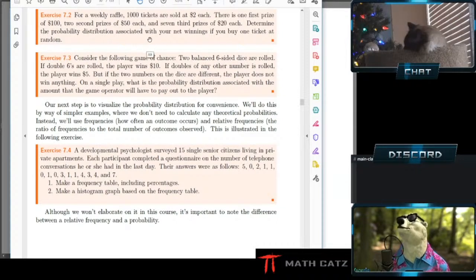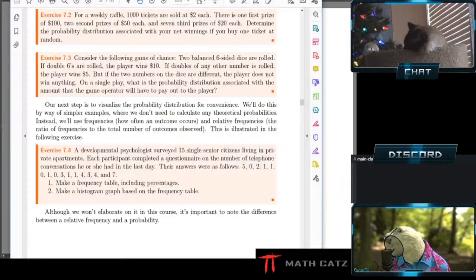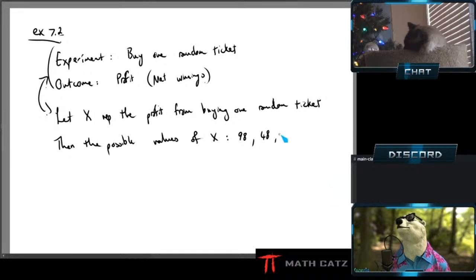But remember, that's just a name, right? A name for a result, a name for an outcome. I have a second prize as well. It's going to give me $50, but I pay $2, so 48. So when X equals 48, it's just a name for the event that I win second prize. Make that association as early as you can. And then I can also win third prize, $20. Nice, it's not bad. 18 profit, I'll take it.